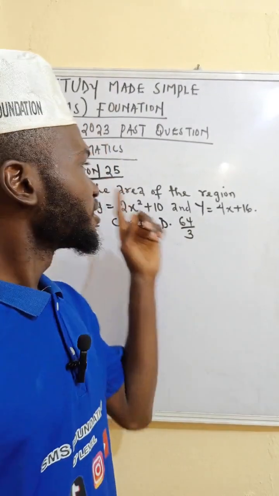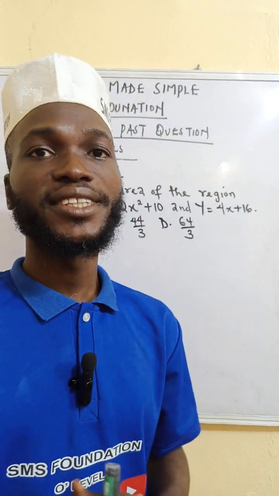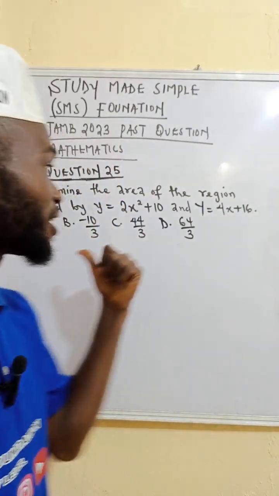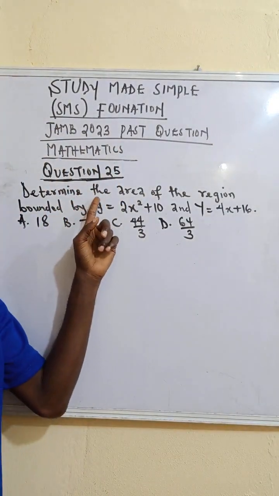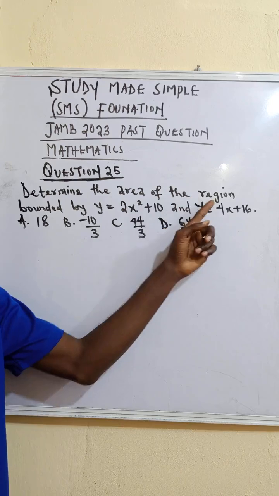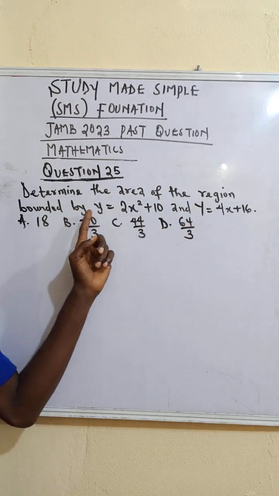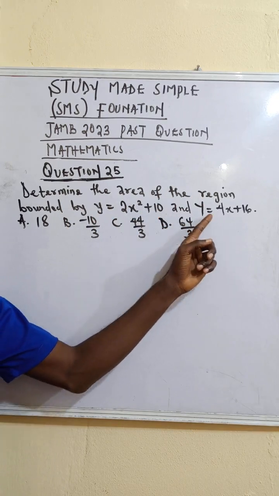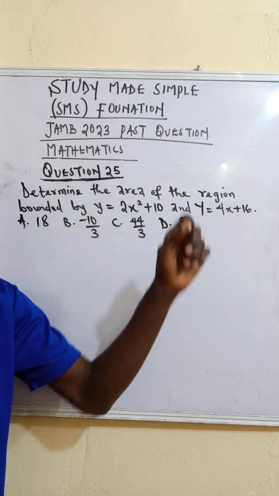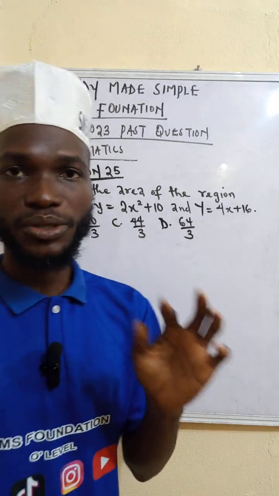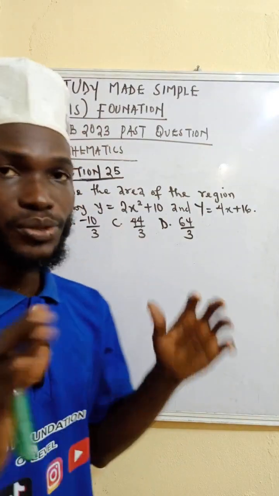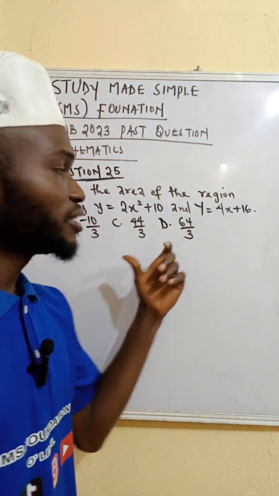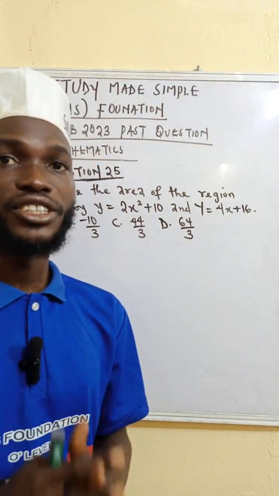25, JAMB 2023, past question, mathematics. Determine the area of the region bounded by y equals 2x squared plus 10 and y equals 4x plus 16. First of all, this question is a calculus question, and particularly it is under integration.